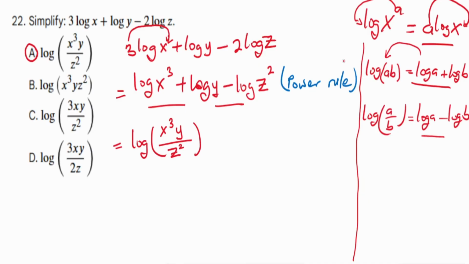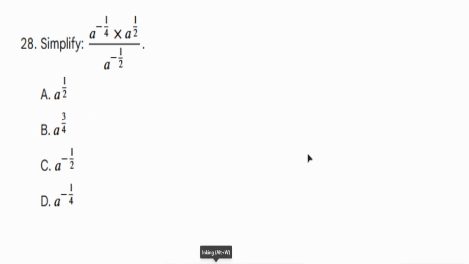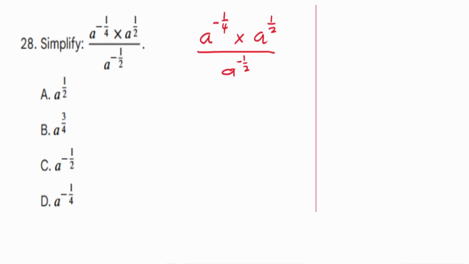Let's get to question 28. Question 28 is an indices question that has a fraction which also has exponents that are fractions. And as usual, I'll rewrite the question. Again, in this case, we're just going to apply similar rules that we applied in the logarithm a while ago. That will be the product and the quotient rule for exponents or indices.